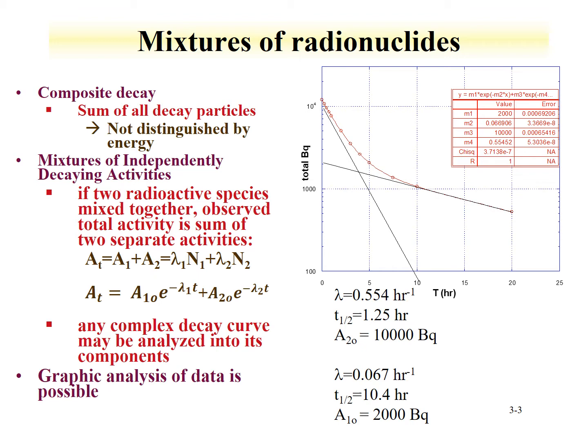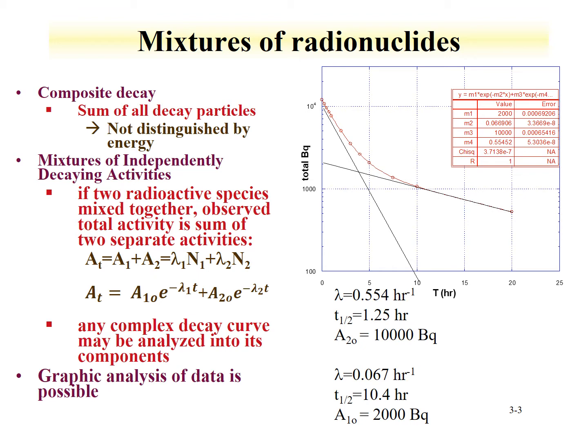The two radioactive species are mixed together. We can count the total activity as a function of time. Here's an example of what a curve might look like, and you can see that it's composed of two isotopes. So we can say that activity at any given time t is just equal to the activity of isotope 1 and the activity of isotope 2. That's equal to the decay constant of 1 times the number of atoms of 1 plus the decay constant of 2 times the number of atoms of 2.